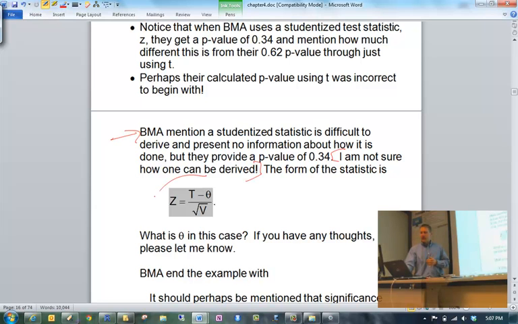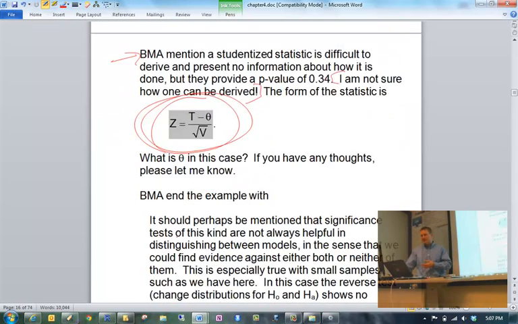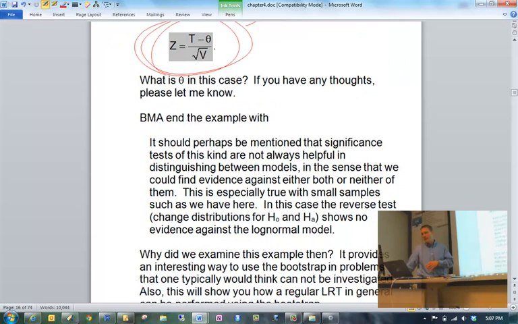Normally you think of a studentized test statistic like this: T minus theta divided by the square root of V. In this particular case, what to use for theta? Normally we have a hypothesized value of our parameter. We don't really have that here because we have distributions, and they're not nested. If you have any thoughts, please let me know. So I haven't been able to do that.